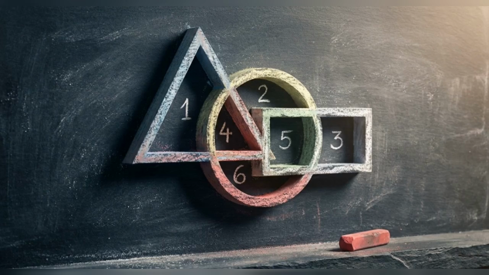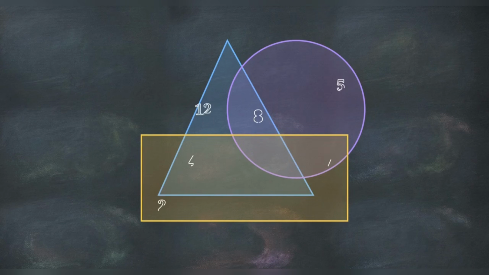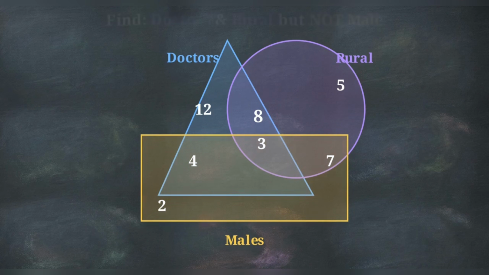Type 2 problems involve geometric data extraction. Here, the logical relationships are mapped to specific numerical values. This diagram displays our spatial variables. We have a triangle, a circle, and a rectangle, with numbers distributed across every intersection. We assign the variables. The triangle represents doctors, the circle represents rural areas, and the rectangle represents males.